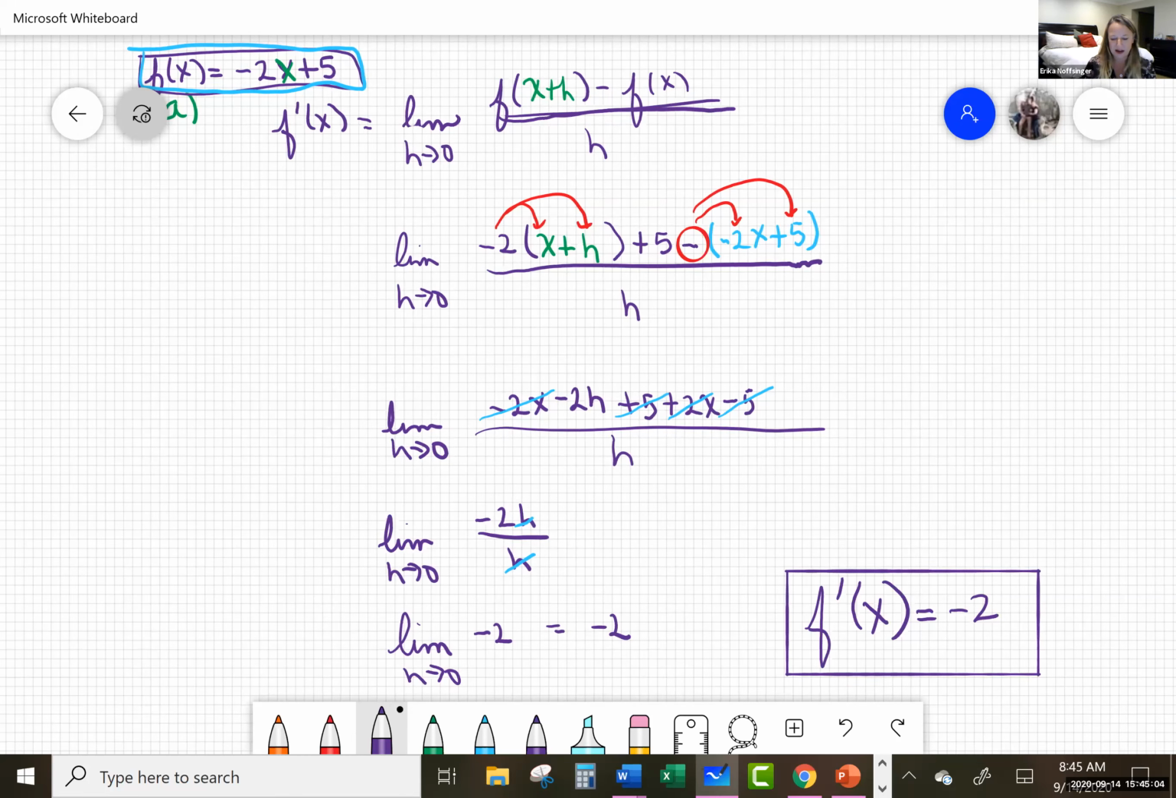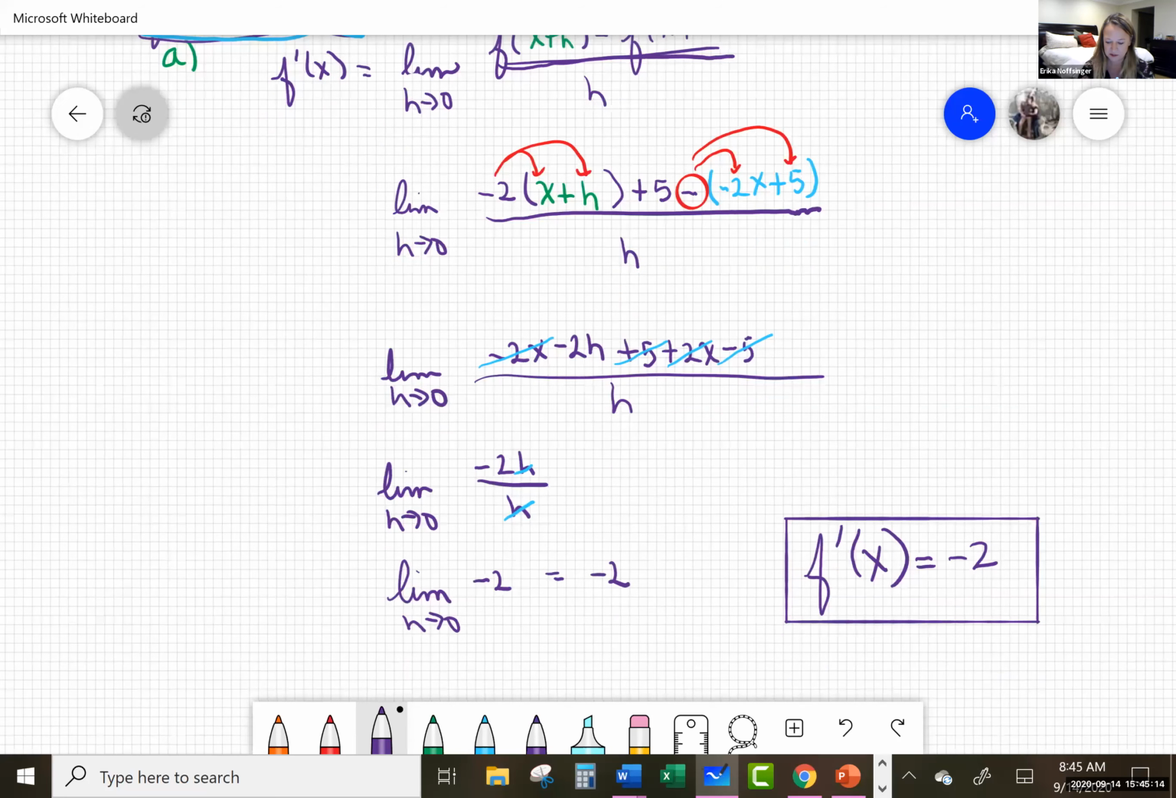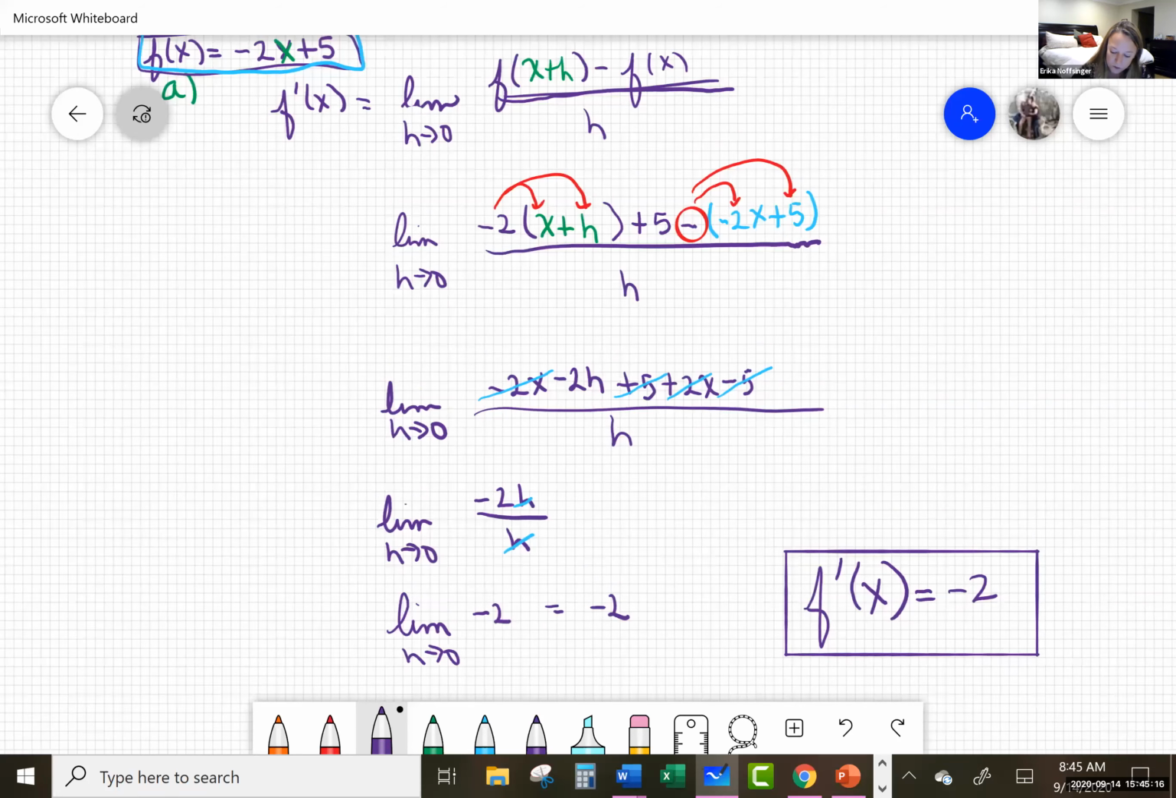Well, let's talk about it. Doesn't that make sense? If we go back and we look at what our equation was, it's actually an equation of a line. f of x was y equals negative 2x plus 5.